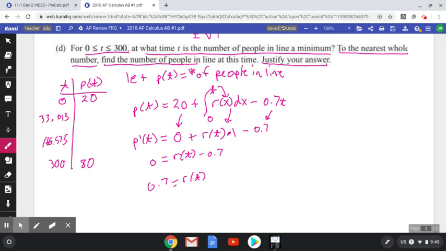We're good to go. Now we need to figure out those other ones where t is 33.013 and 166.575. How are we going to do that? Well, we're going to look at this expression for p of t right here. Remember, p of t is the number of people in line, and that's what we're looking to find the minimum or maximum of. So what we want to do is type this into our calculator, and we want to use a t value of 33.013 first, and then the other one will come next.